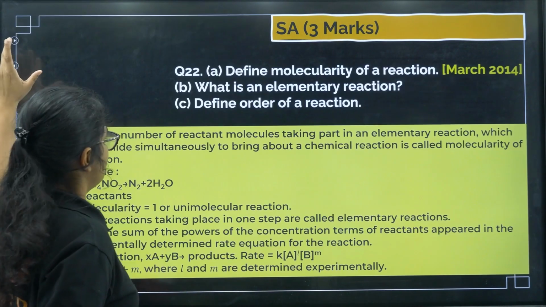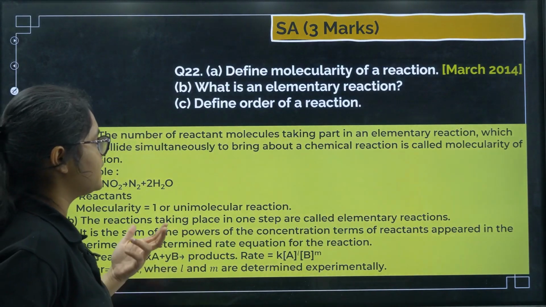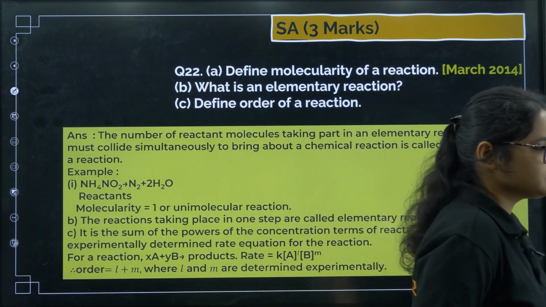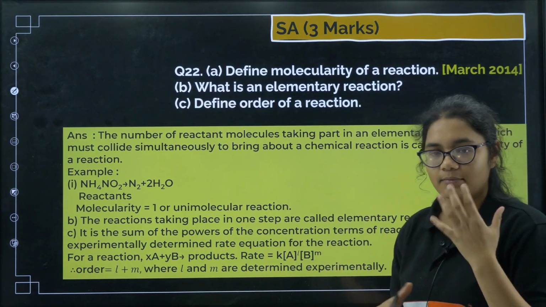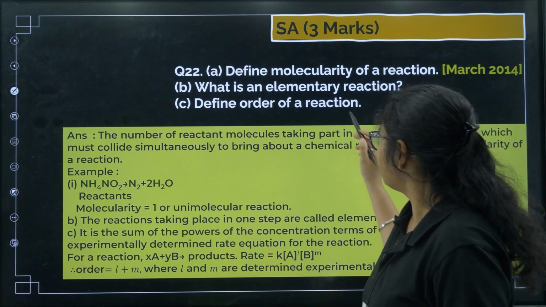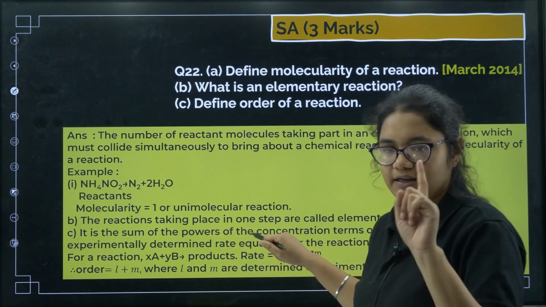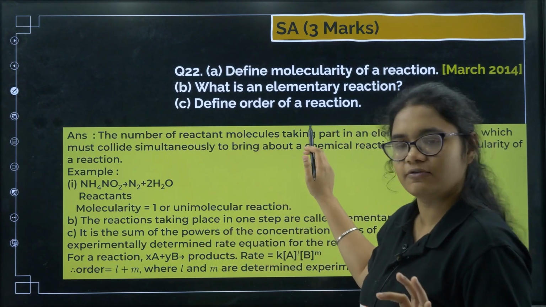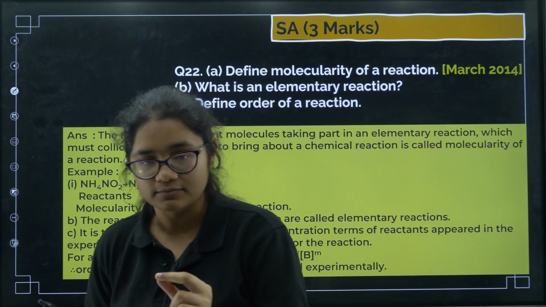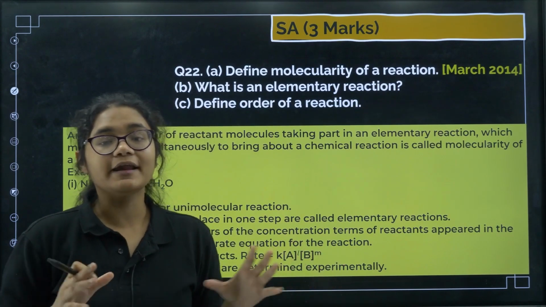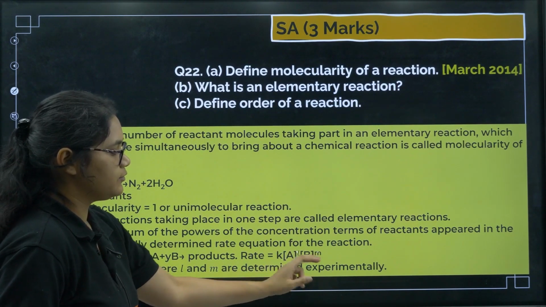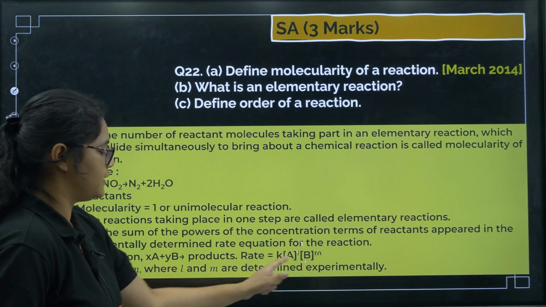Okay. Next, molecularity, elementary reaction and order. All the definitions I am giving you because this can be asked in the 2-marker sections. So what is molecularity? Number of species reacting in an elementary reaction. And what is an elementary reaction? Those reactions which take place in one step. And what is the order of a reaction? The sum of the powers of the concentration terms in the rate expression. Suppose A to the power of L, B to the power of M, then the order of the reaction is L plus M.